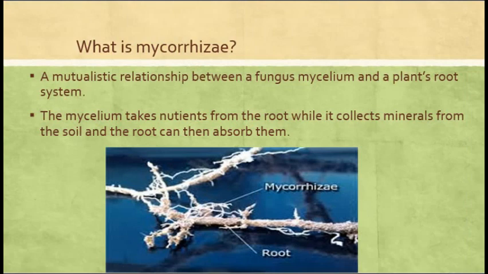Okay, so while we have that mutualistic relationship between the fungus and the alga, we also have it with plants. So this is called mycorrhizae. And so when we have a fungus, mycelium, and a plant's root system growing together in a beneficial way, we saw last time the Haustorium, which was a parasitic invasion of a fungus into a plant. Here is a symbiotic mutualistic relationship. So the mycelium will take nutrients from the root while it collects minerals from the soil, and the root can absorb the minerals. So they're working to help one another.